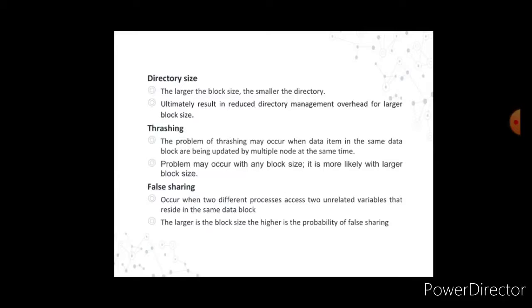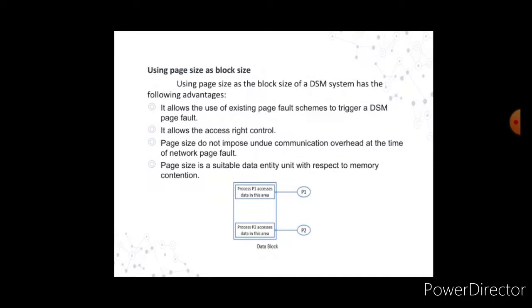False sharing occurs when two different processors access two unrelated variables that reside in the same data block. The larger the block size, the higher the possibility of false sharing. Process P1 accesses data in this area and process P2 accesses data in this area; that is the data block. False sharing block.